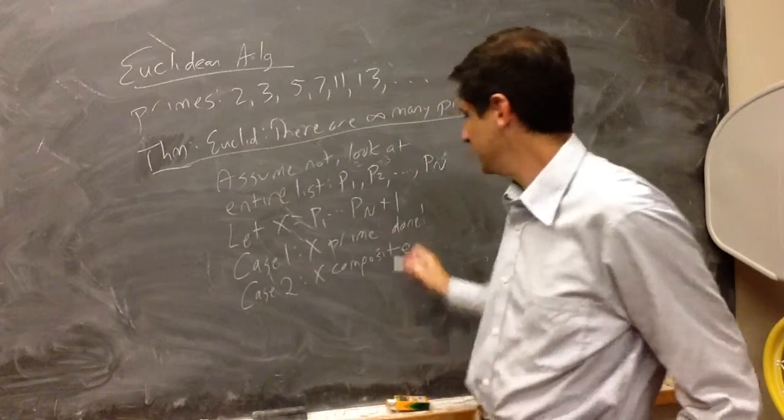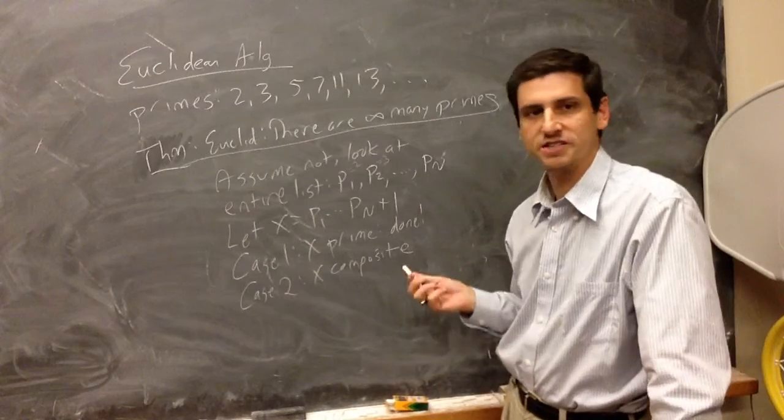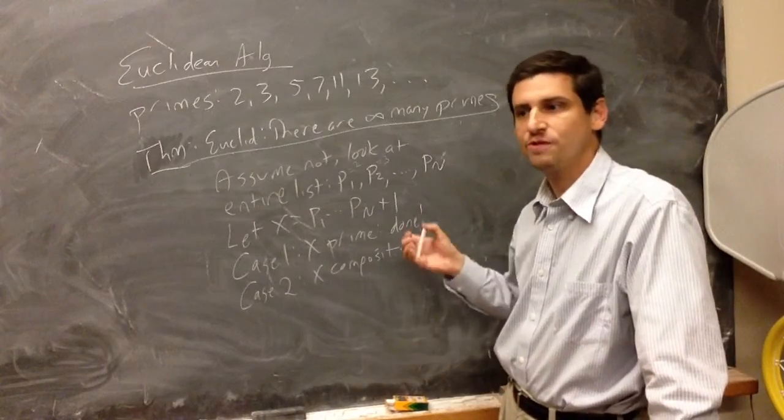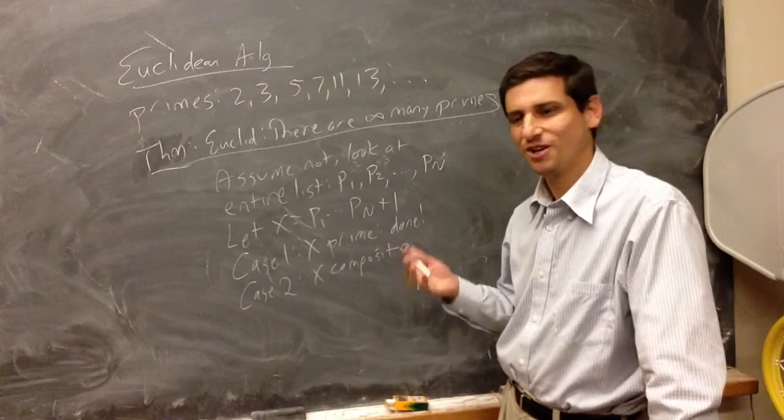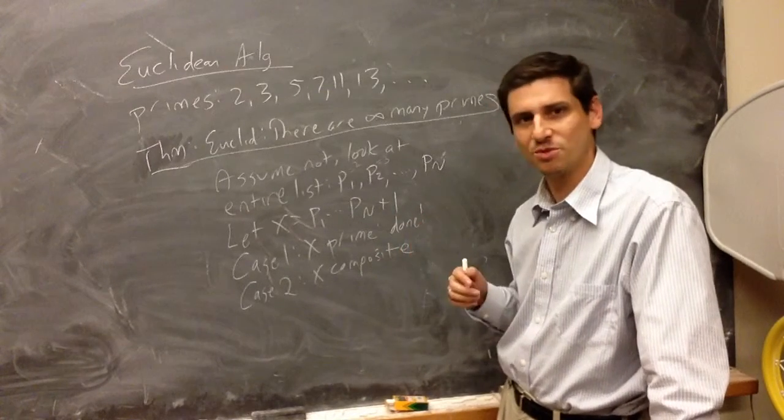Well, if it's composite, it must be divisible by a prime not on our list. If this was a number theory class, I would prove this. I think we can just assume this and move on, especially since I don't want to talk for too long today because I've got to have this uploaded before I go.